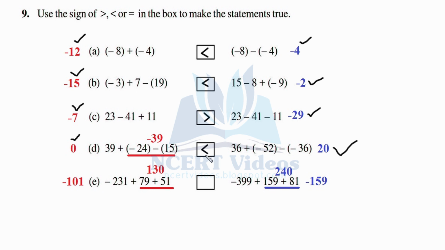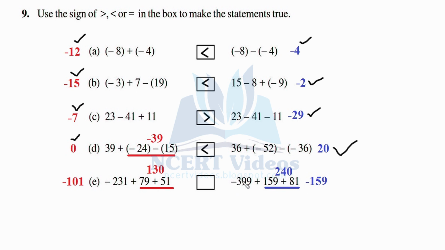Now E part, 79 plus 51 is 130, and we have to subtract minus 231 from it. So sign will come of greater. Sign will come of negative number, and when you subtract it, it is minus 101. Here add 159 and 81 to give you 240. And again sign will come of negative because this is greater. You have to subtract them, therefore minus 159.